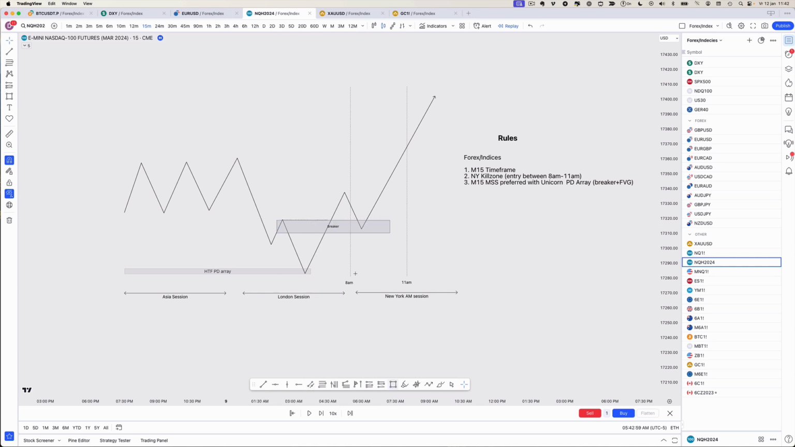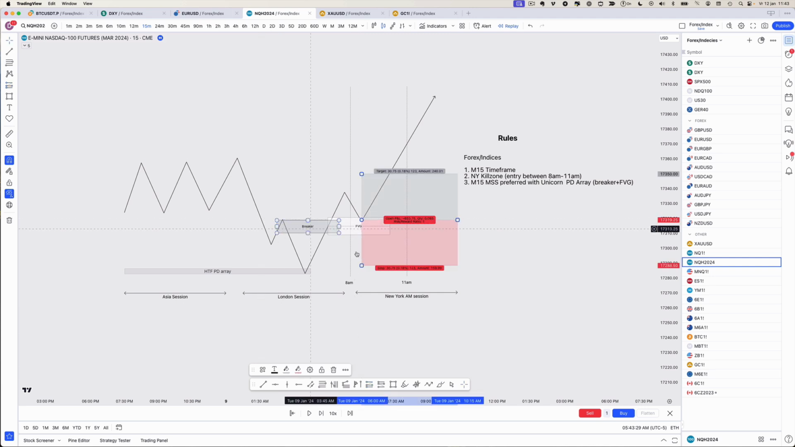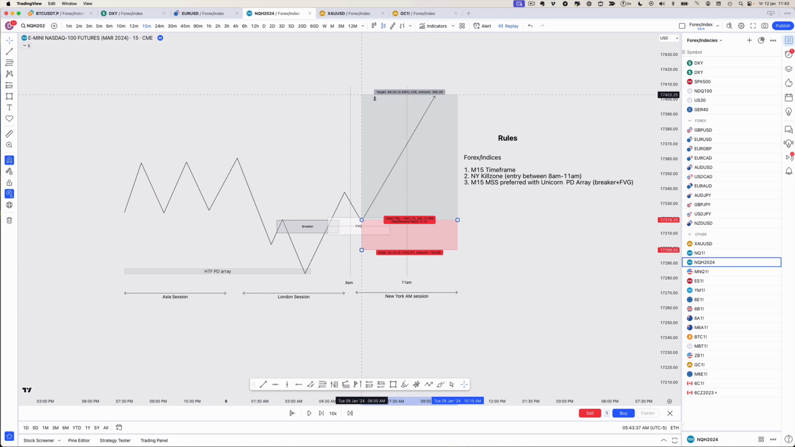And if in here, this displacement also has a fair value gap, right in here, a bullish fair value gap, then it's even a unicorn entry according to ICT. So we have a breaker block over here with a fair value gap caused by the displacement over here. And then we can enter off the breaker block over here. And we put our entry here on top of the breaker. A lot of the times I place my stop below the low of this total up move. And then we can start looking for take profit points.